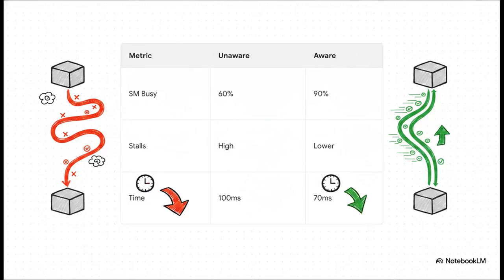Just how important is this topology awareness? Well, if NCCL naively forces traffic across a slow PCI interconnect, your streaming multiprocessors might only be busy, say 60% of the time, simply because they're stalled out waiting for memory. But once topology-aware algorithms keep that traffic on NVLink, boom, SM utilization jumps to 90%, and your iteration time drops from 100 milliseconds down to just 70.